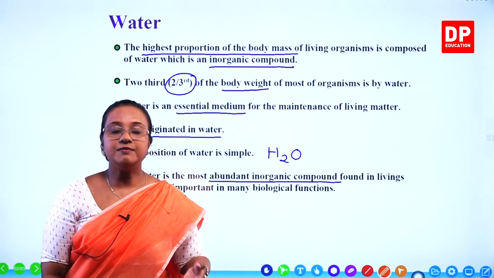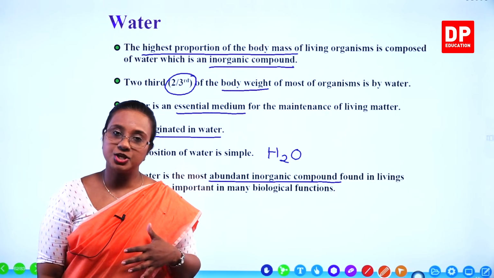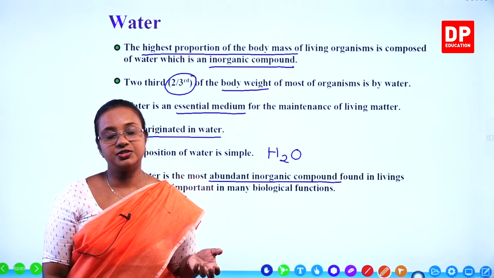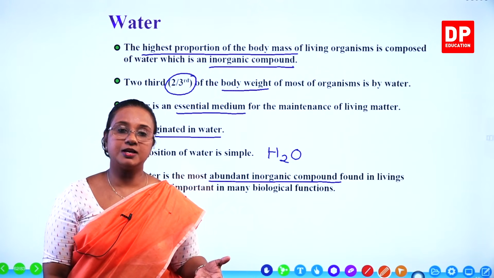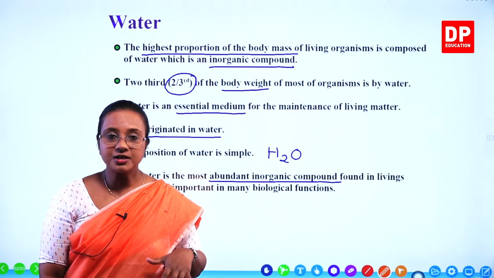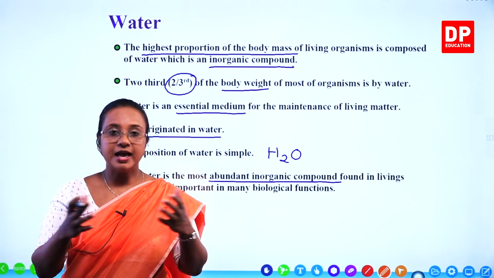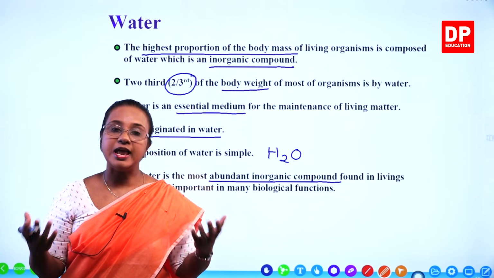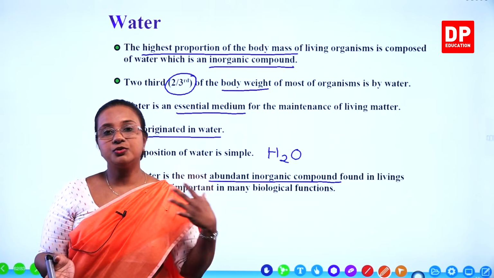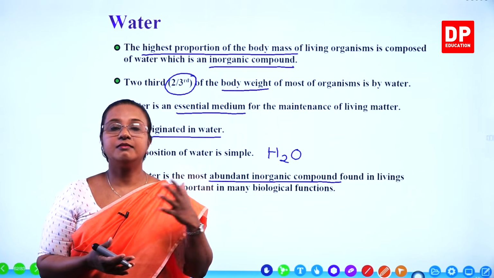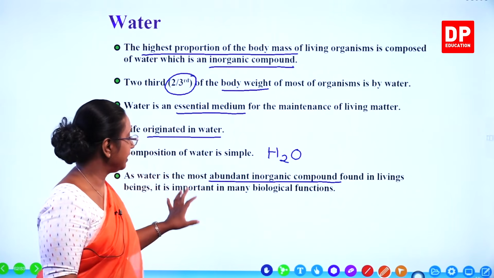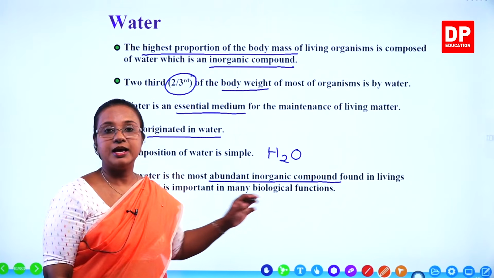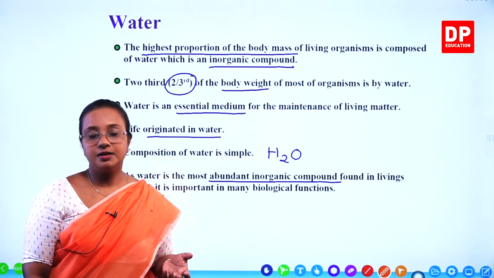For example, when you eat food, the digestion of food is a biological function. Growth of an organism is a biological function. Whereas reproduction, the habitat where the plant or animal lives in, all those, the growth, everything relates to biological functions. So, all these need water as the important component.